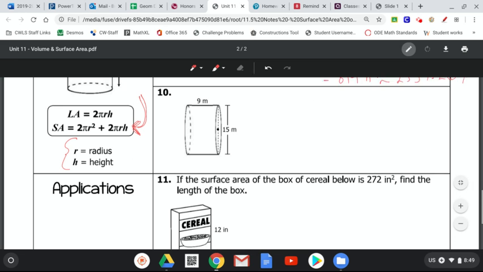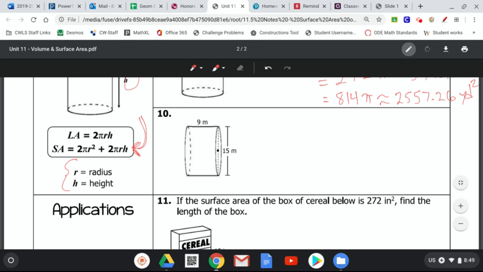All right. So moving on to number 10. Number 10 here. So we've got to find the radius and the height. Radius here, 15. You should be saying in your head that's a diameter. So we have to divide that by 2. So that's going to be 7.5. And then the height is going to be 9.